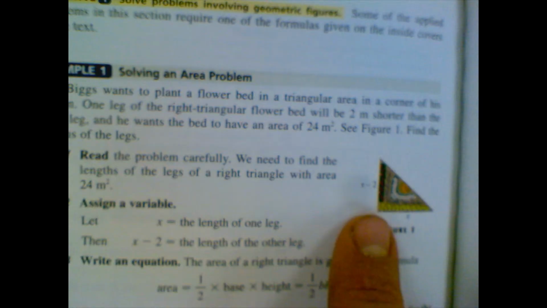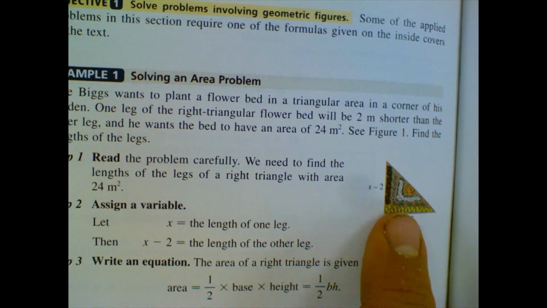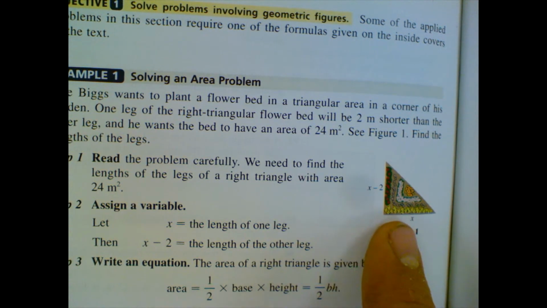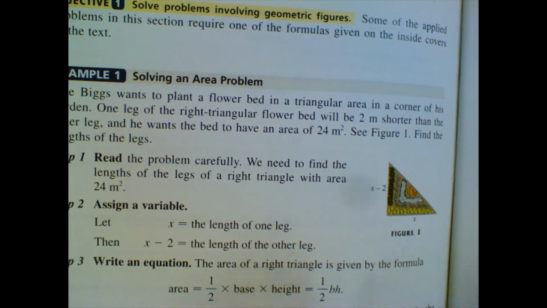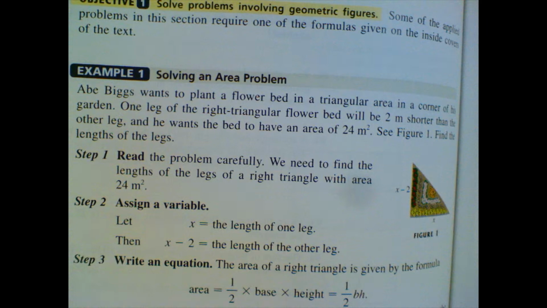So if you look at the picture here, and I'll reproduce this on the paper, remember the legs are the two shorter sides of a right triangle. This one is x minus 2, and this one is x because he wants one leg to be 2 meters shorter than the other. Okay? So let's see if we can figure out the solution to this problem. I'm just going to sketch another picture of the same scenario.